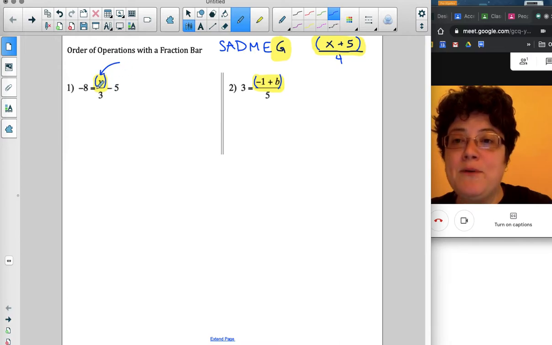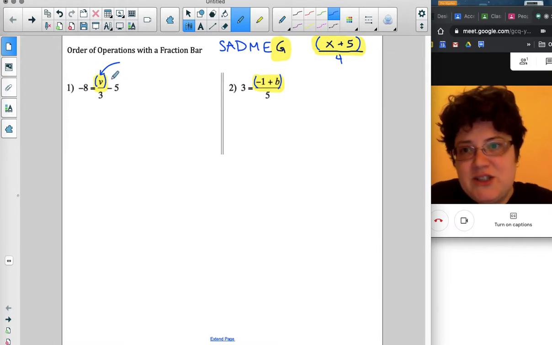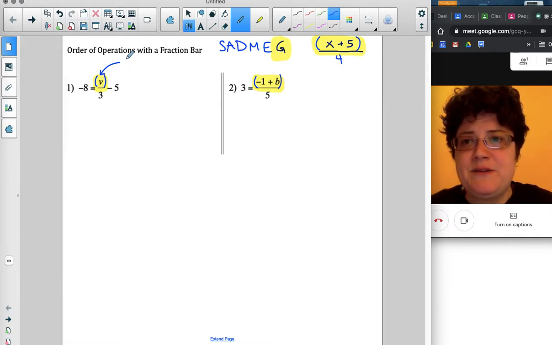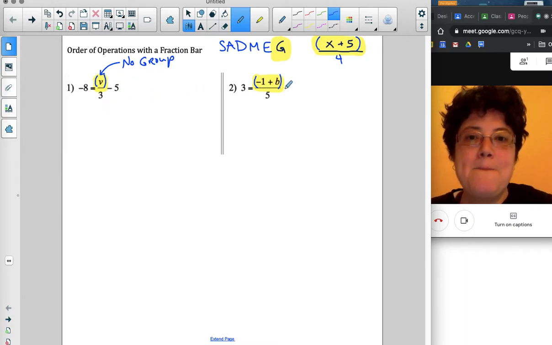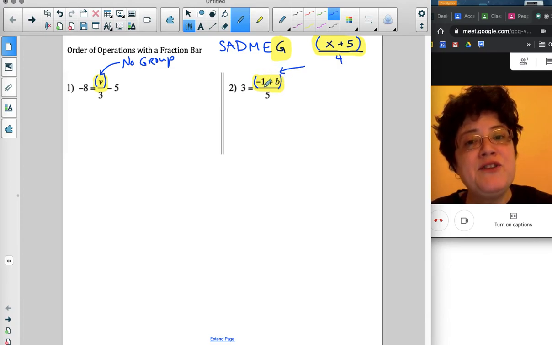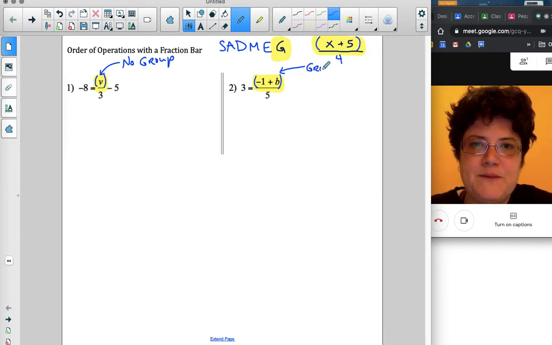is there any operation that I need to do inside these parentheses? No, not really. There's just a v. It's by itself. It's already simplified. So this is not being grouped. Right? This is just a division problem. But over here, because it's saying, hey, you have to do this addition inside the grouping symbol before you can move on, that is a grouping symbol.